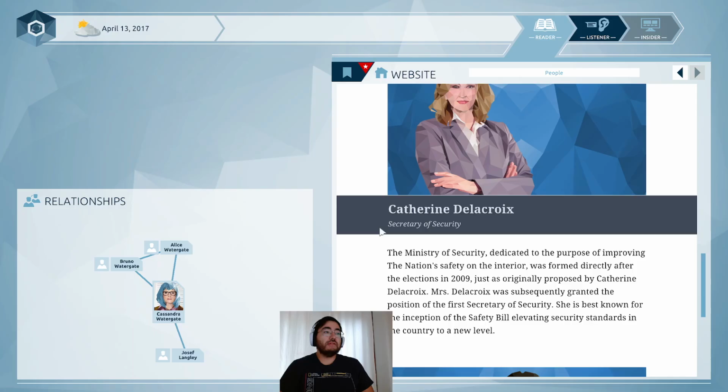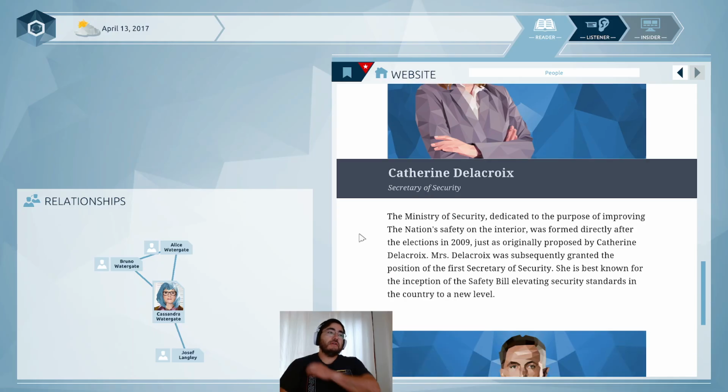Catherine Delacroix, Secretary of Security. The Ministry of Security, dedicated to the purpose of improving the nation's safety on the interior, so inside the nation, was formed directly after the elections in 2009, just as originally proposed by Catherine Delacroix. Mrs. Delacroix was subsequently granted the position of the first Secretary of Security. She is best known for the inception of the safety bill. So this means she wrote the safety bill, elevating security standards in the country to a new level.